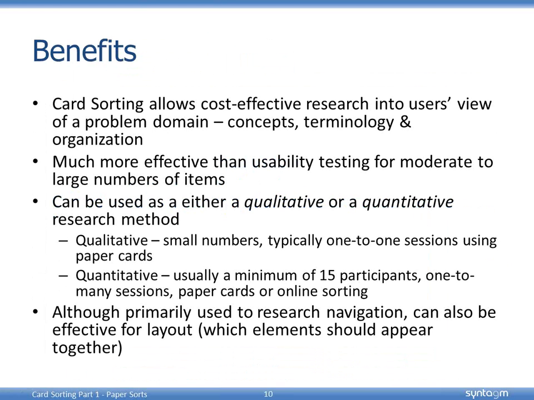So on the qualitative side, certainly in research, particularly in novel problem areas, we can use card sorting to really explore the problem area, to find out about users' terminology, the concepts, how everything hangs together, which things should be related, which things are not at all related. And we can use card sorting as an excuse or as a tool to really explore our participants' thinking in a particular problem domain. So qualitative, small numbers, typically one-to-one sessions using paper cards, and you can start with blank cards. There's no reason why not to.